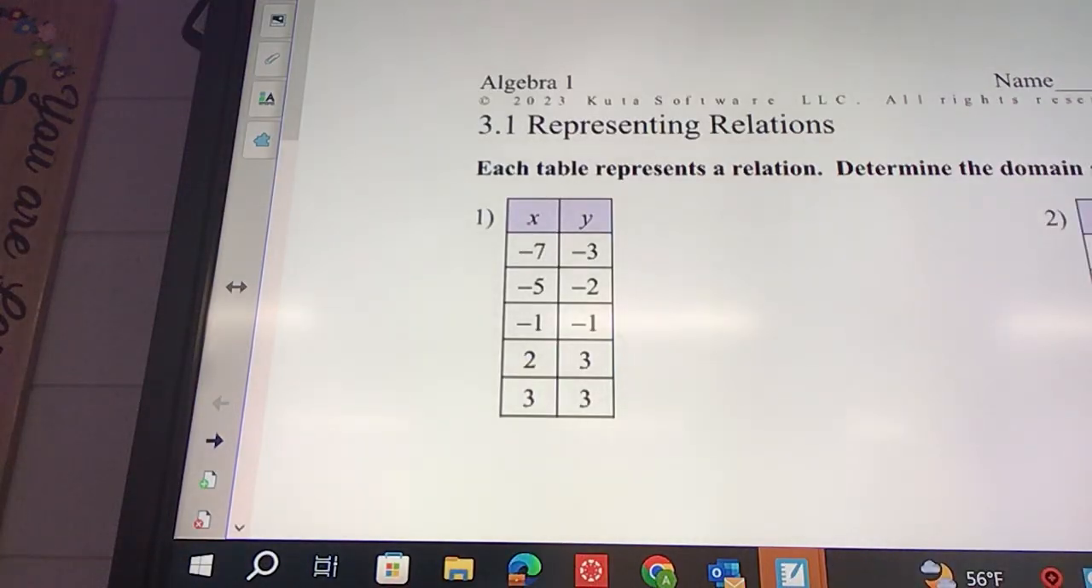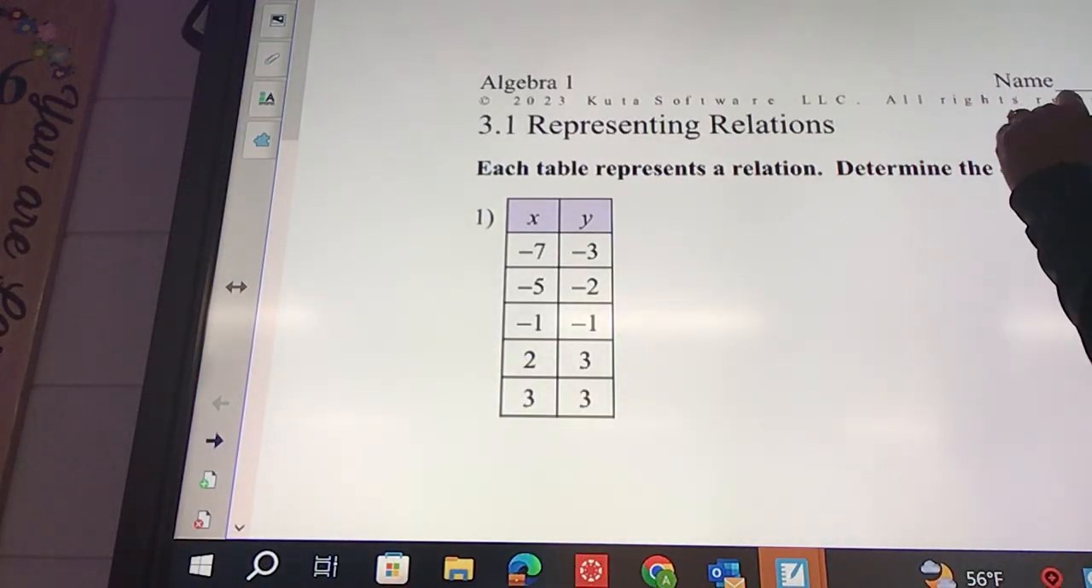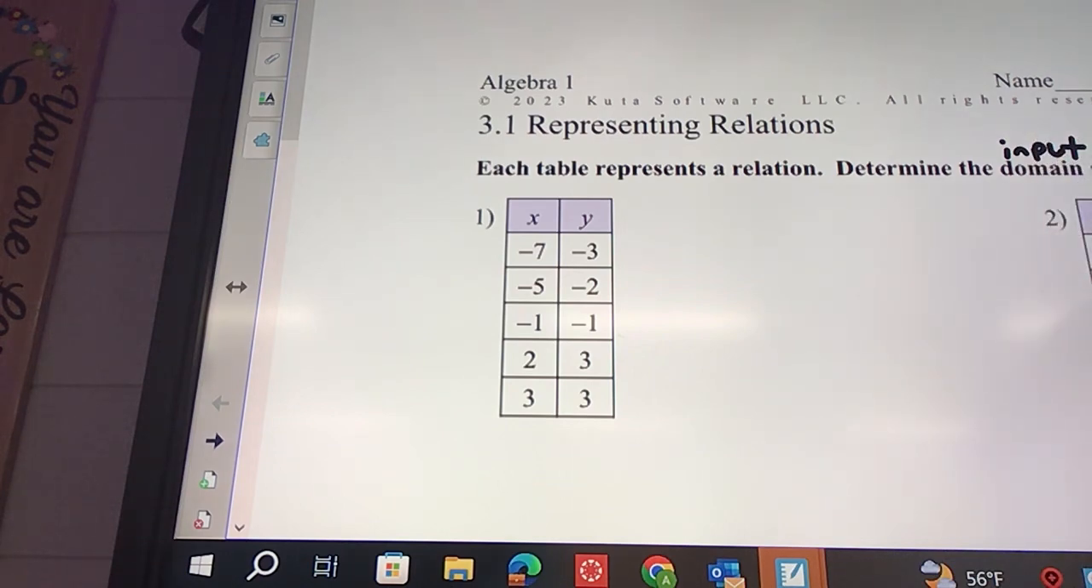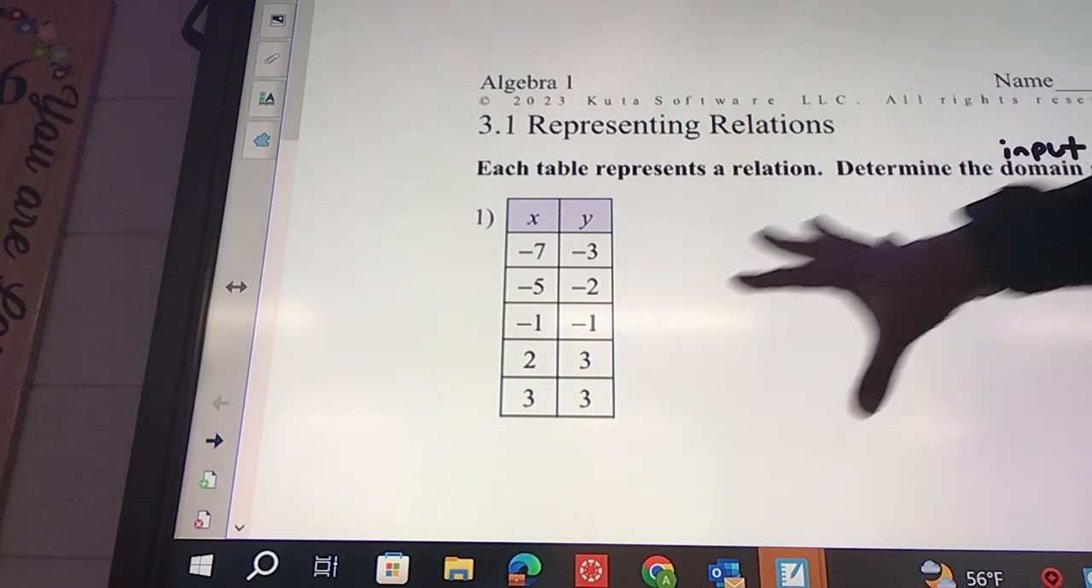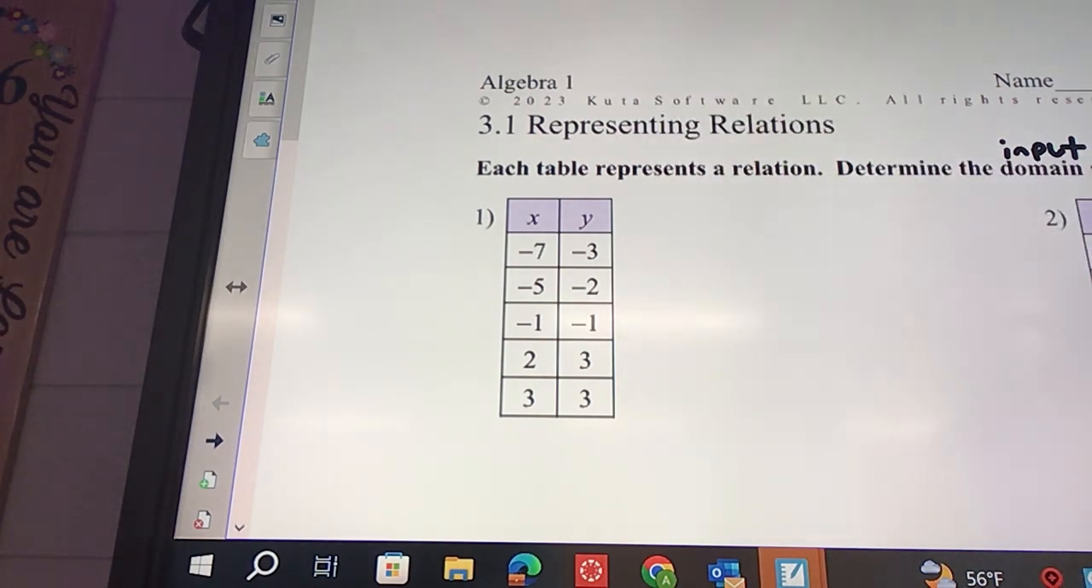Domain and range. The domain is always going to be our input. Okay, and I'm going to write this up here because you're going to hear multiple words used for domain. So the domain is the input. And when we're talking in terms of these particular ones for the table, it is going to be the x. Okay, the range then, if the domain is the input, what do you think the range is? The y, and what's another word? The output.